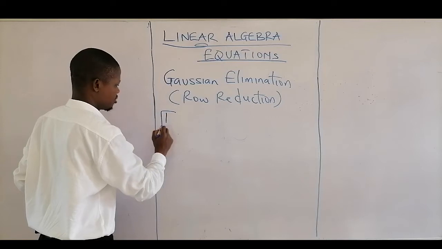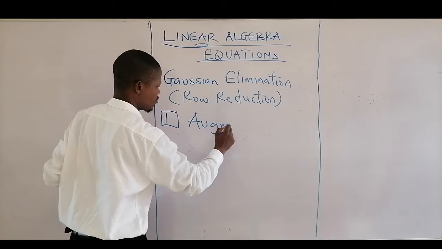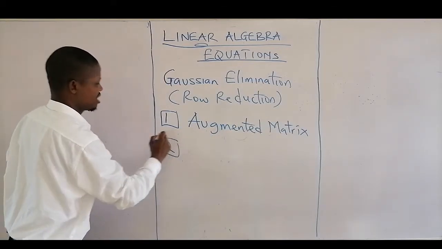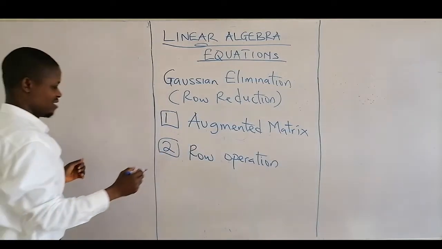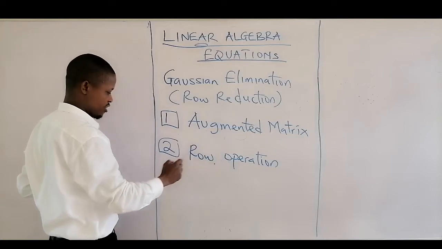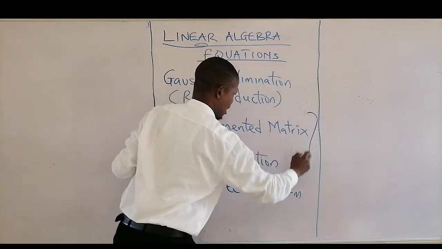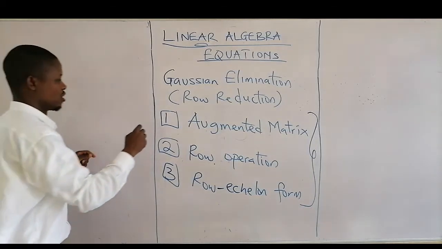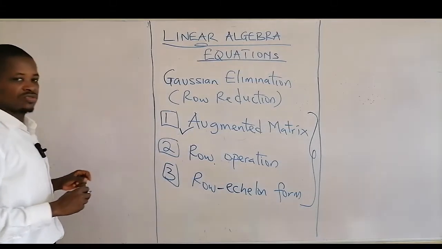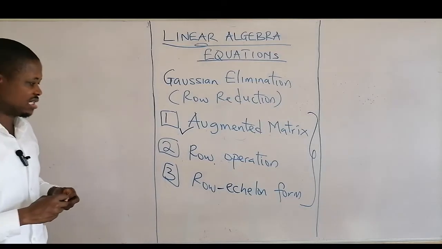The first one, which we'll be talking about one after the other, is what we call the augmented matrix. And two, another key point that is applicable in Gaussian is a row operation, and the result of the row operation will give us what we call the echelon form. So these are the key points to be noted when using Gaussian's elimination methods. So I'll quickly start with the augmented matrix. Then after, I'll go to the row operation and then we'll talk about the echelon form.